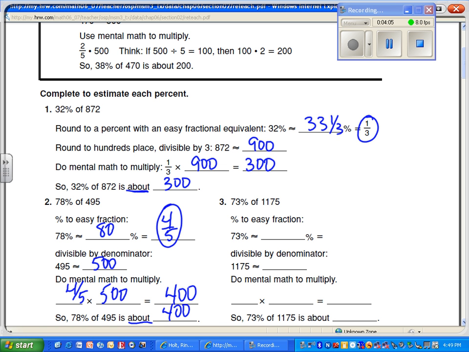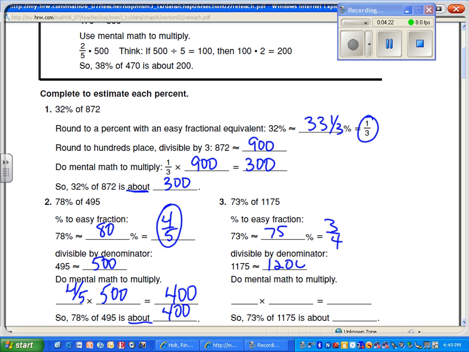All right, let's look at number 3. 73% of 1175. Let's change that 73% to something that's easy, like 75%, which is 3/4. And let's change that 1175 to something that would be divisible with that 3/4.